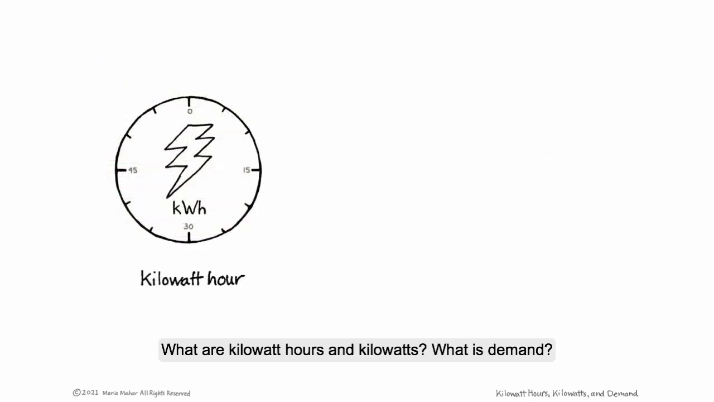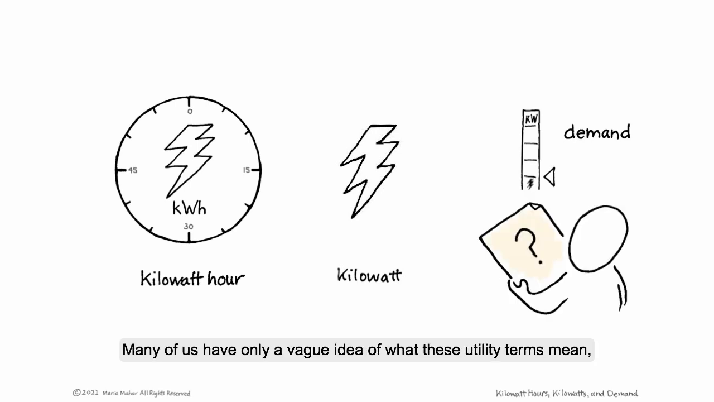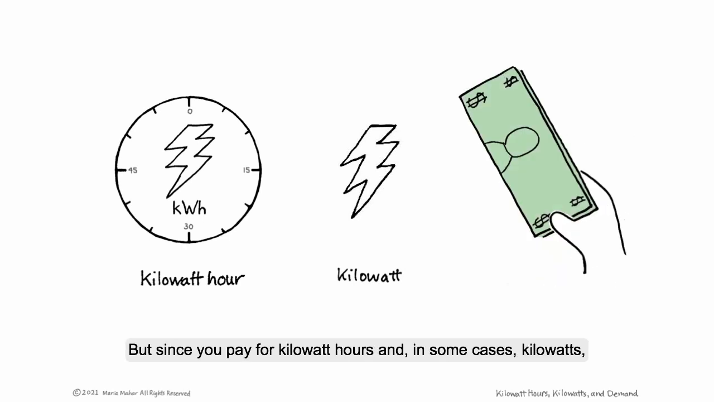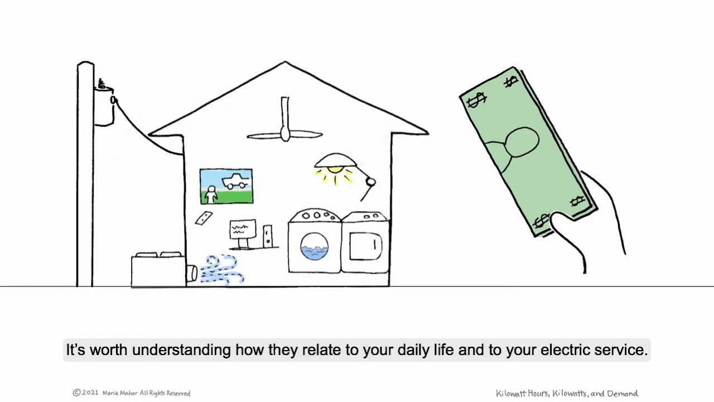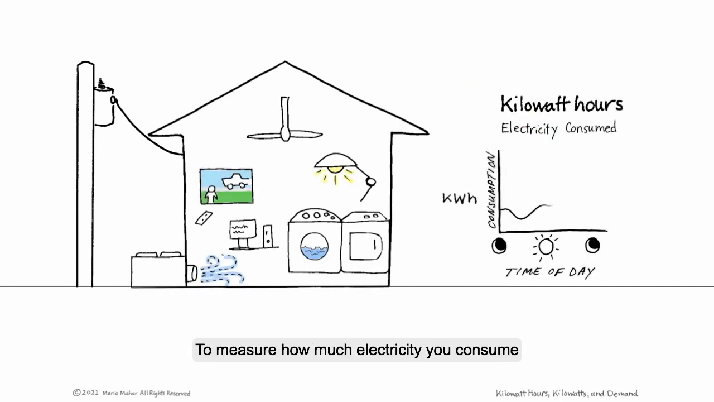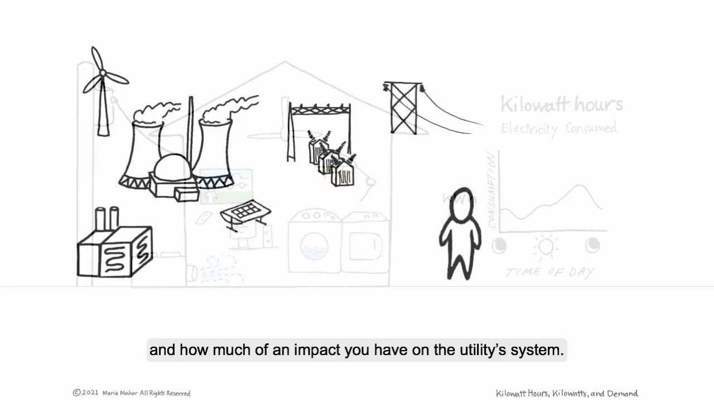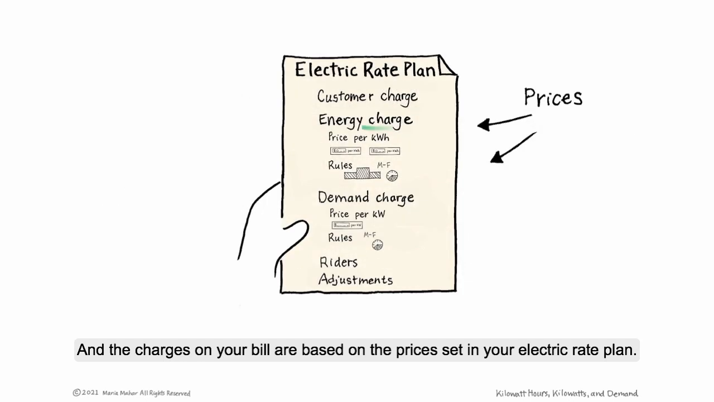What are kilowatt hours and kilowatts? What is demand? And where do the charges for kilowatt hours and kilowatts come from? Many of us have only a vague idea of what these utility terms mean, but since you pay for kilowatt hours, and in some cases kilowatts, it's worth understanding how they relate to your daily life and to your electric service. Kilowatt hour and kilowatt are units used by the utility to measure how much electricity you consume and how much of an impact you have on the utility system. And the charges on your bill are based on the prices set in your electric rate plan.